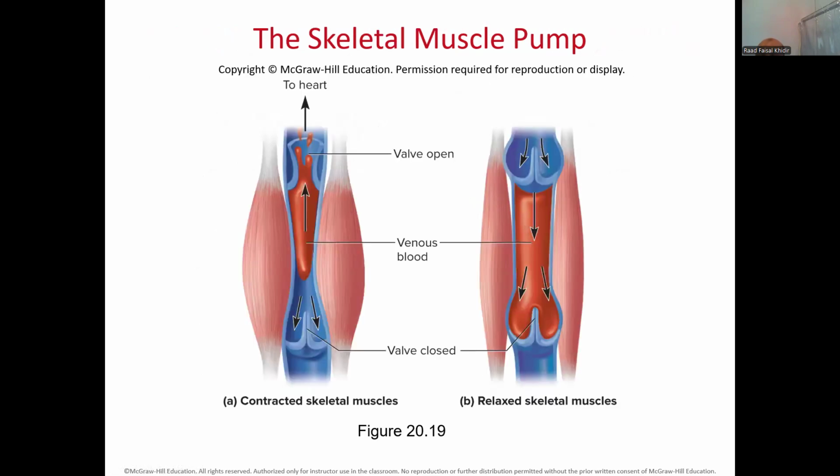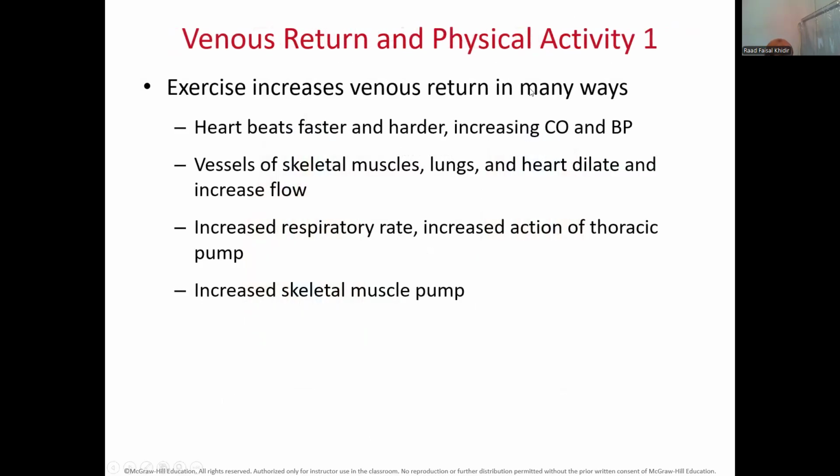Okay, the last thing to talk about is the skeletal muscle pumps. When they are relaxed, they allow the blood to move downward. But when they contract, they pressure blood to move upward. So the skeletal muscle is a pump that helps return blood back to the right heart, the venous circulation. There's another pump, the thoracic pump. Also, when you exercise, you increase the venous return to the right heart.